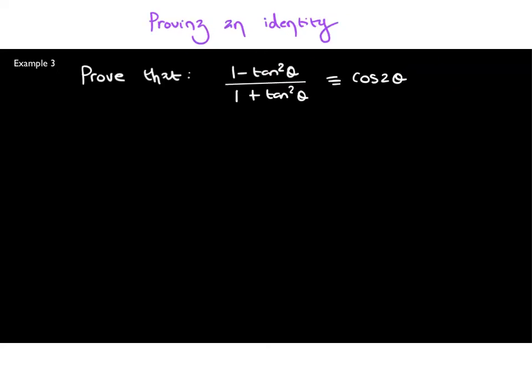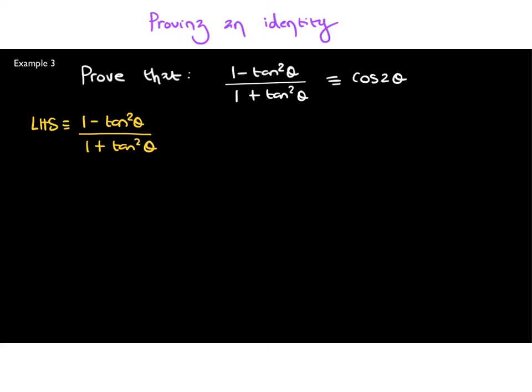Now, the last example that we're going to do involves proving a trigonometric identity. Again, we've done lots of examples of this in the previous trigonometric topic, and it's important that we can see how to do this when it might perhaps involve double angle formulae as well. Now, we need to choose the more complex looking side, which is definitely the left-hand side here. So the left-hand side is equivalent to 1 minus tan squared theta over 1 plus tan squared theta.